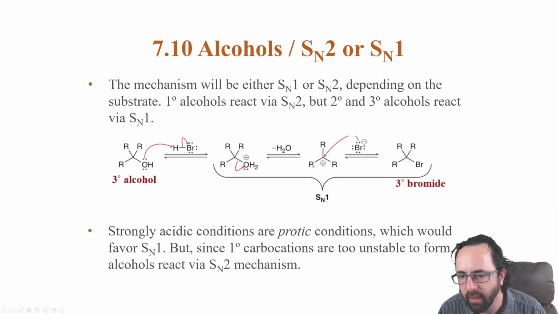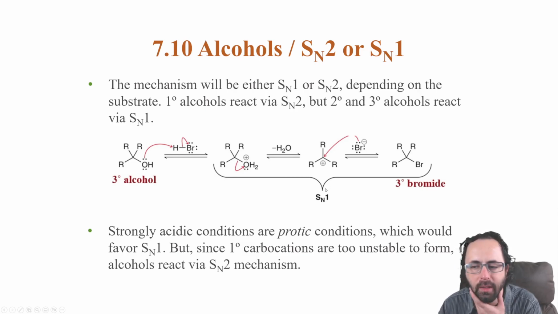water. And this will produce the carbocation intermediate, and then the nucleophile, in this case a bromide, can attack. And so under strongly acidic conditions, which are protic conditions, these would favor SN1, but primary carbocations are too unstable to form, so primary alcohols will react via the SN2 mechanism.